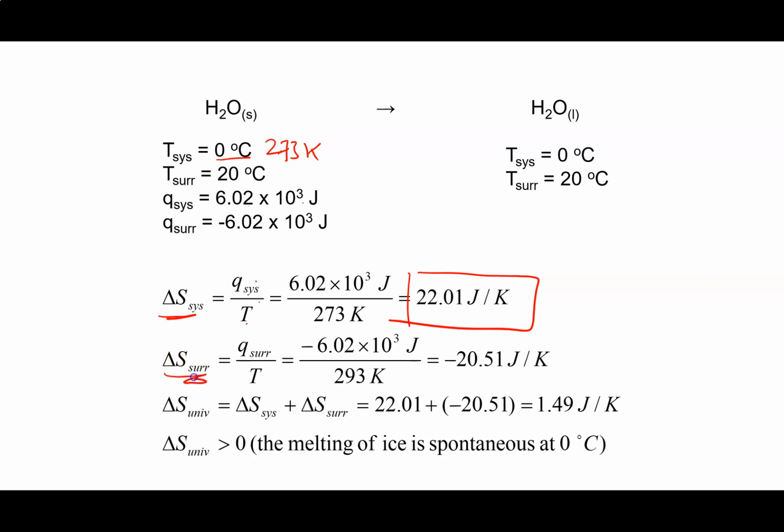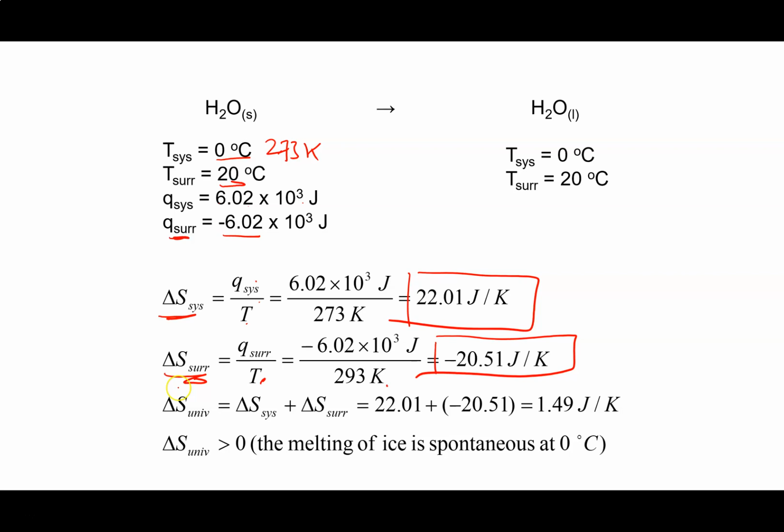The entropy change of the surroundings is going to be equal to the heat transferred from the surroundings, which in this case is minus 6.02 × 10^3 joules, divided by the temperature of the surroundings, which in this case was 20 degrees Celsius or 293 Kelvin. So the surroundings decreases its entropy by 20.51 joules per degree Kelvin.